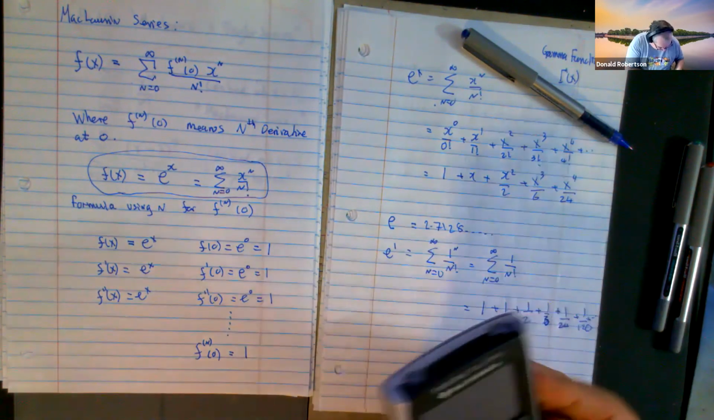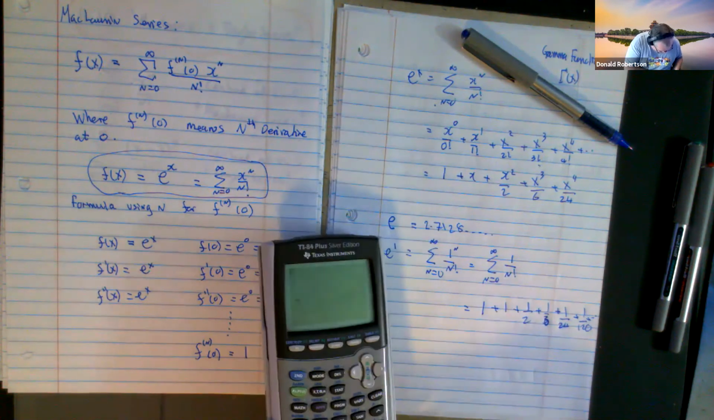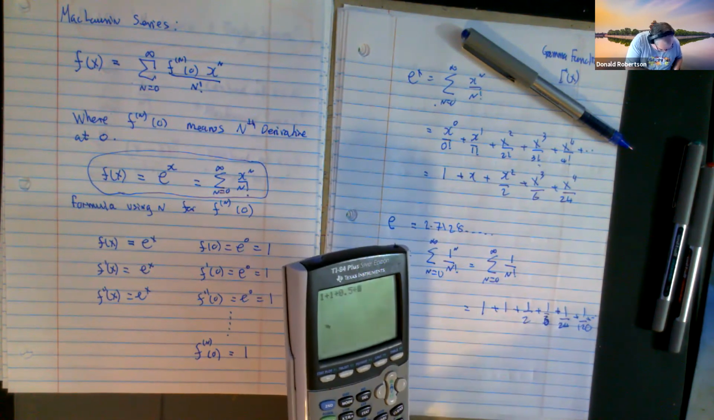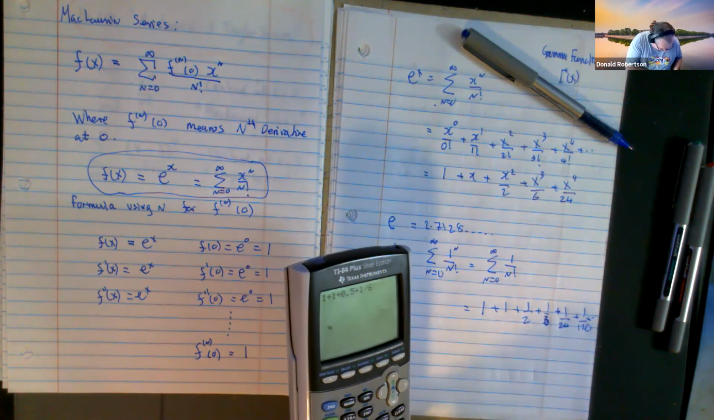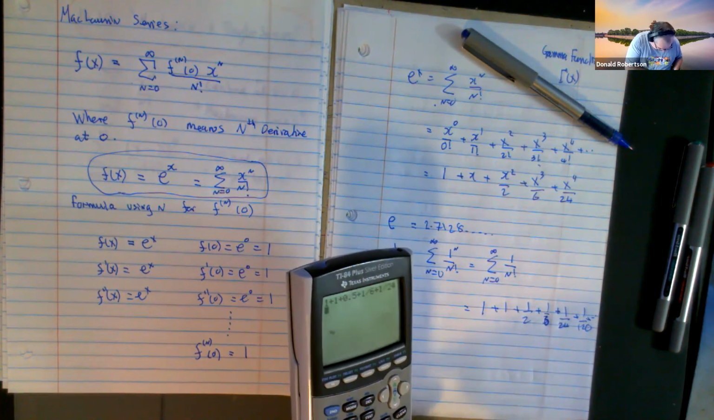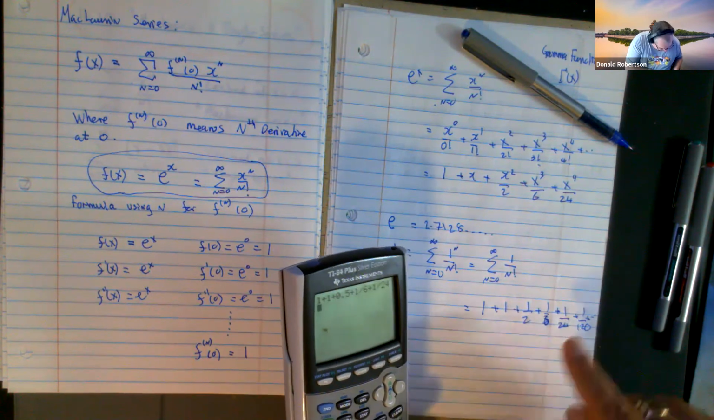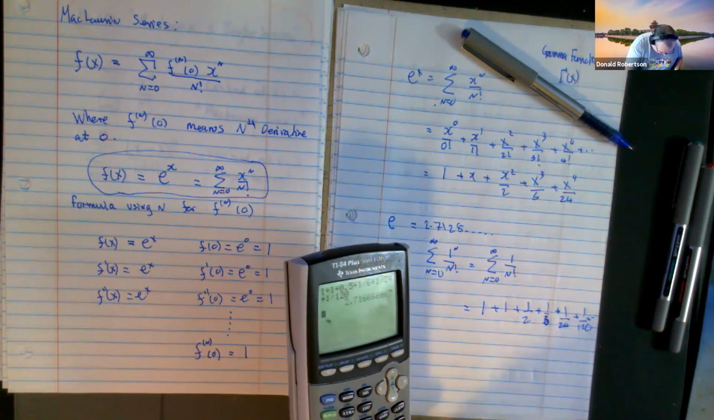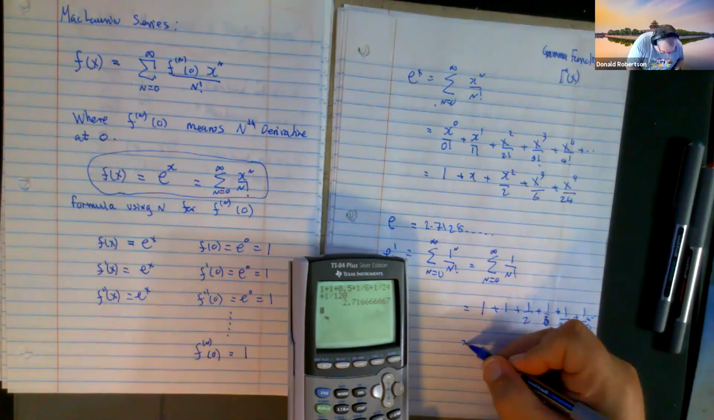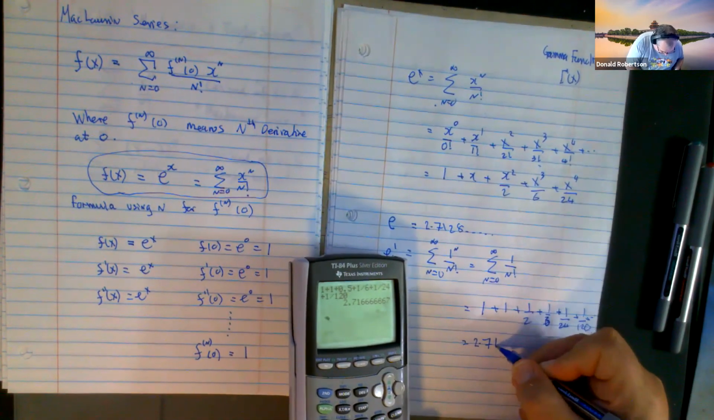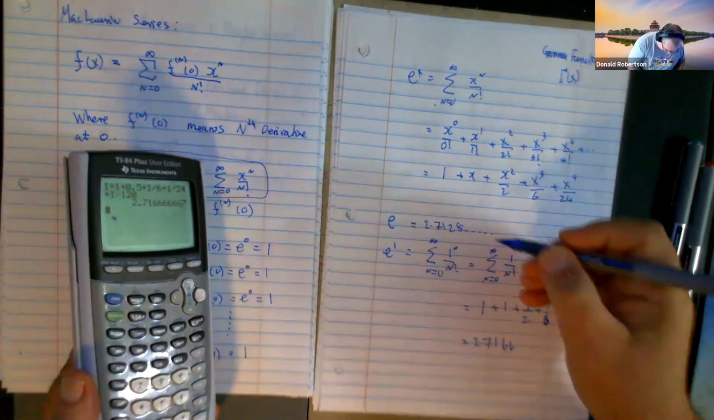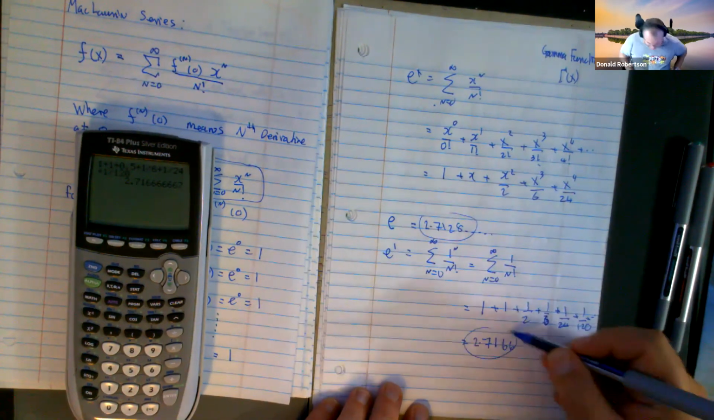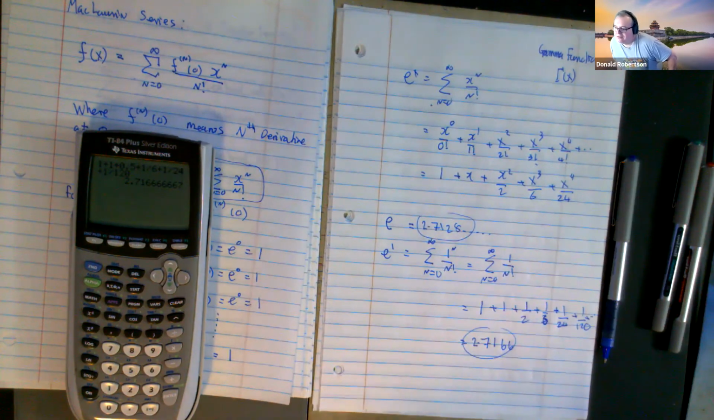So let me try it out and see what we get. I got 1 plus 1 plus 0.5 plus a 6th plus a 24th plus 5 factorial, which is 1/120th. And the answer that I get is 2.71 and some 6s. Can you see it's getting there?